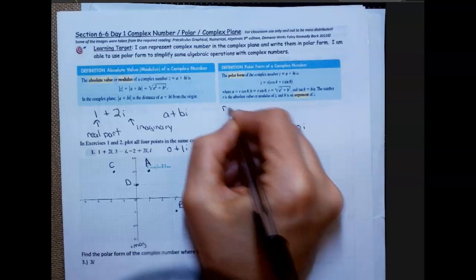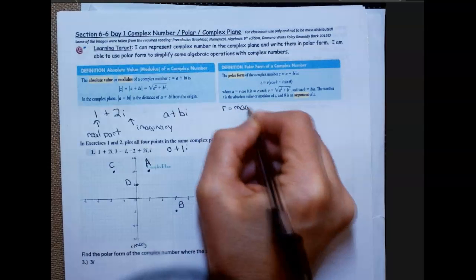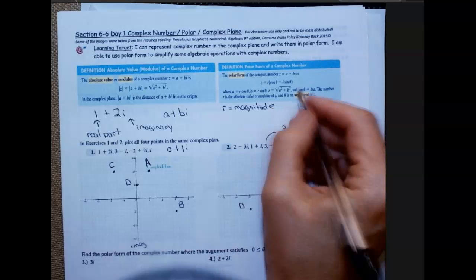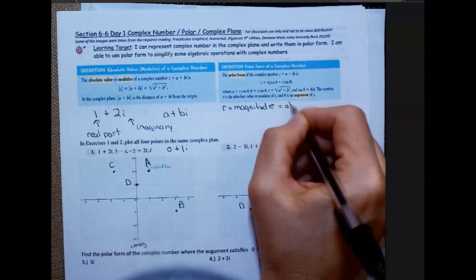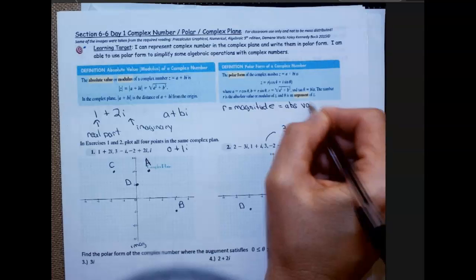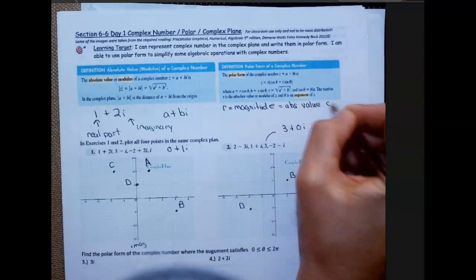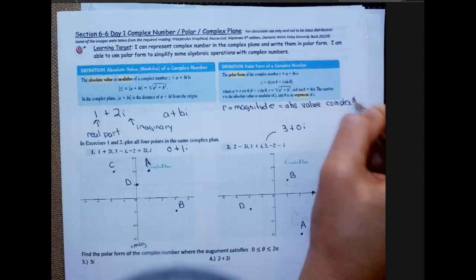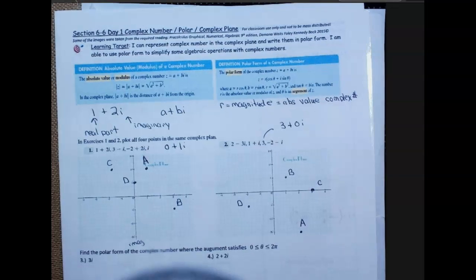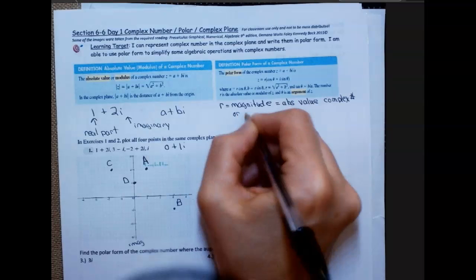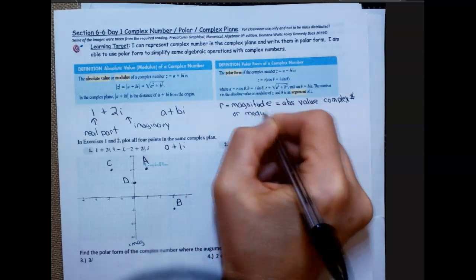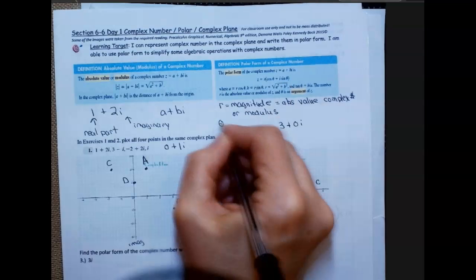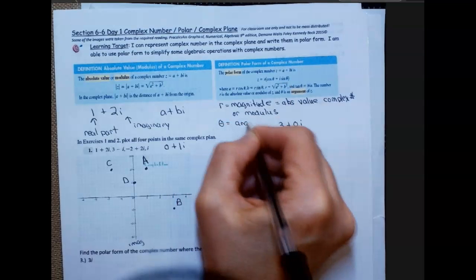So again, r is your magnitude, just like it was when we did vectors, and it's also equal to the absolute value of a complex number. They also call it the modulus. And then theta, which is that angle, they call the argument.